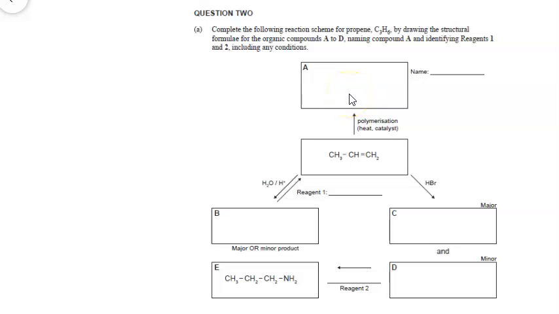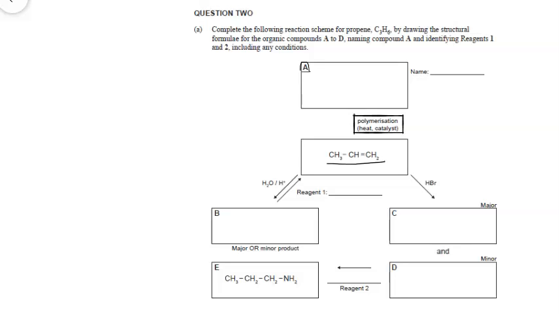In this video we're going to go over the 2019 exam question 2. So here's the first question from question 2. We've got this molecule here, which is propene, and we will answer the first part of it. We're going into compound A. So we've got a polymerization reaction. So what is going to be the product of a polymerization reaction of propene?